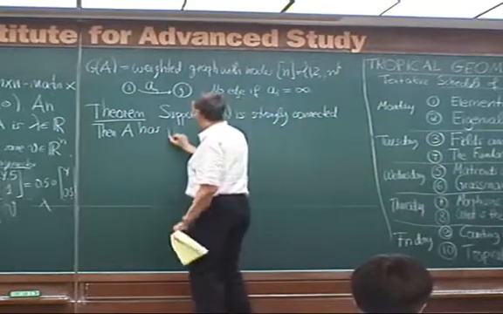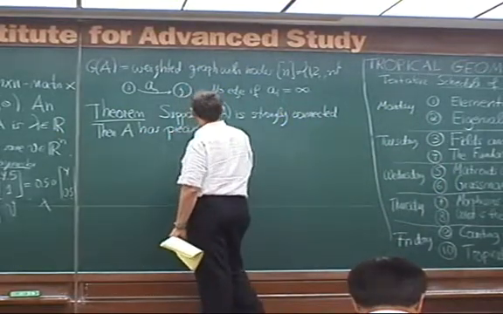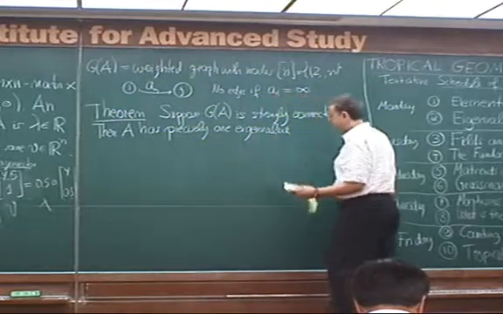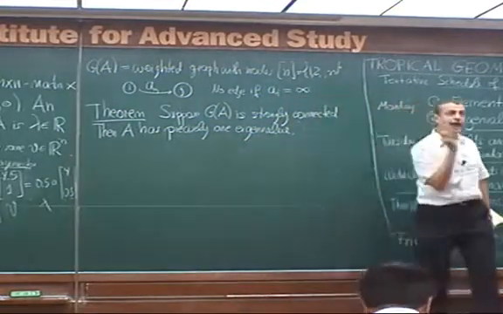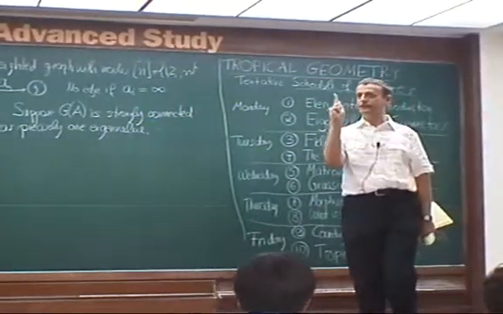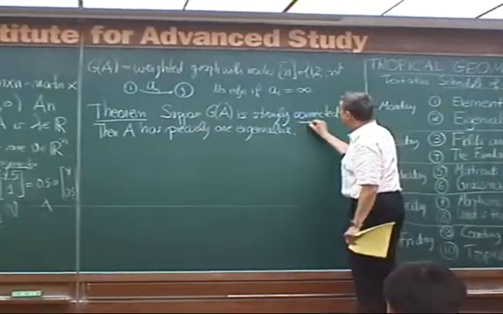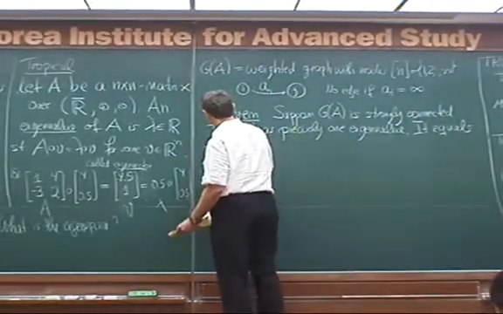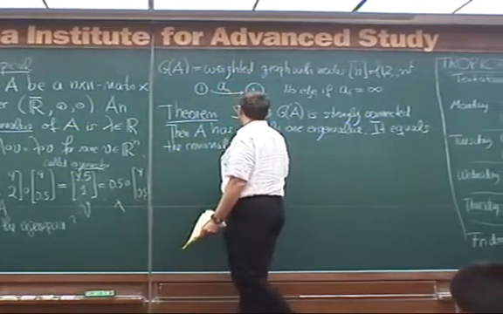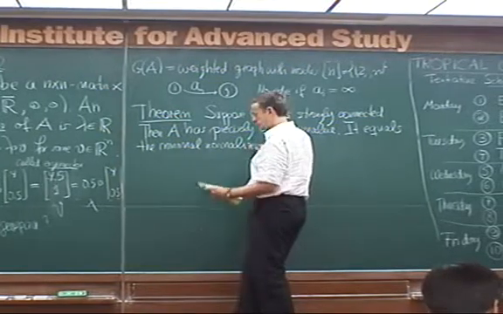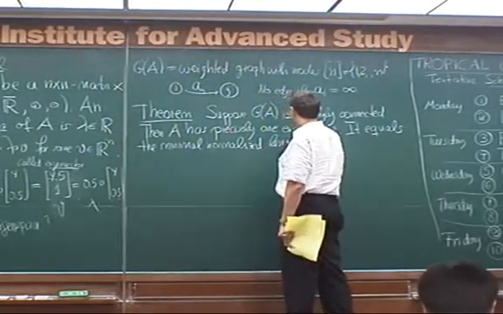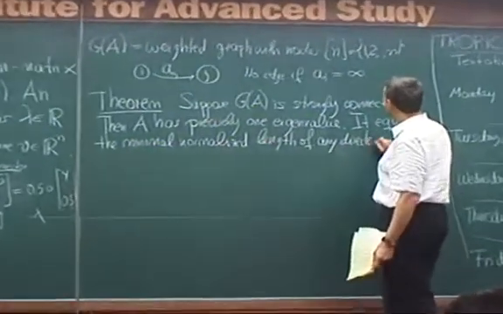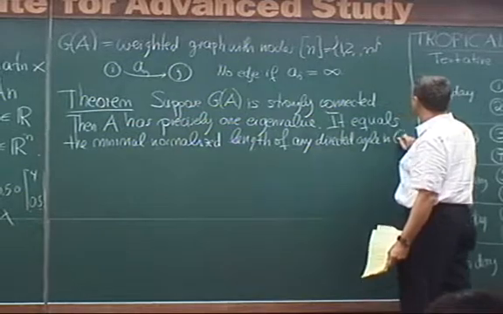Okay, so then A has precisely one eigenvalue. Every n by n matrix like this has precisely one eigenvalue. And I can tell you what this eigenvalue is. The unique eigenvalue equals the minimal normalized length of a directed cycle, of any directed cycle in the graph.